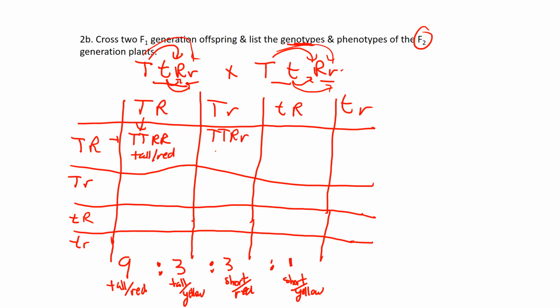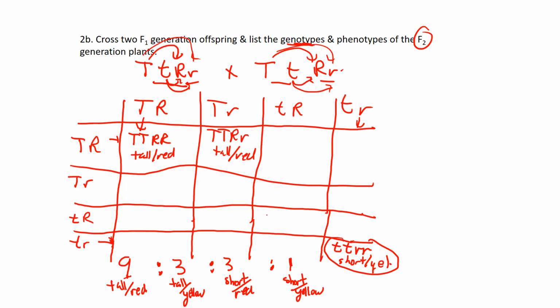And you're going to notice that tall and red, if you do them all, you're going to have 9 of these guys in this Punnett square. Let's do a couple of some of the other ones here. Let's do this one on the end here. So this one, let's say that's the egg that gets fertilized by this sperm. Little t, little t, little r, little r. That's going to be short and yellow. And if you do all the boxes, the 16 boxes, this should be the only one of the short and yellow that we get.